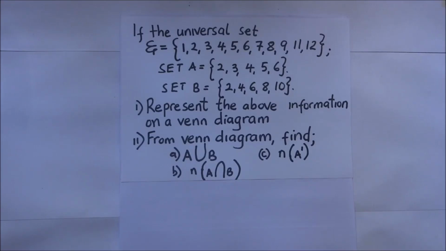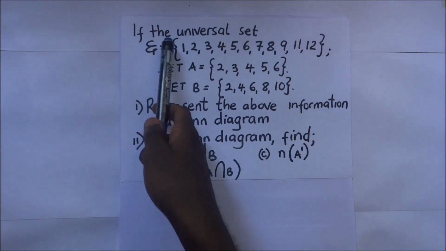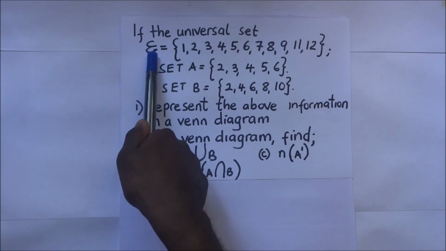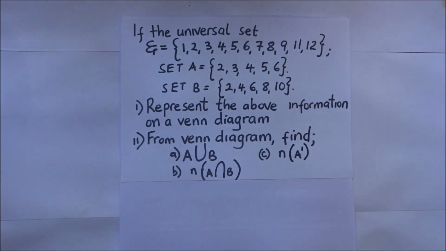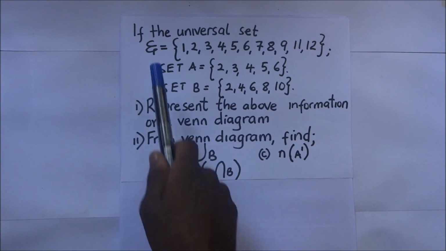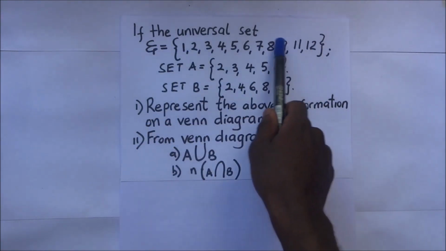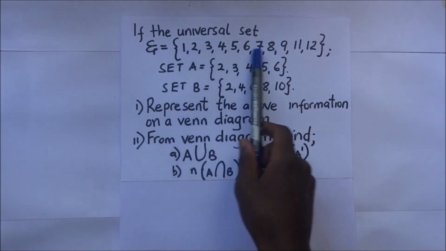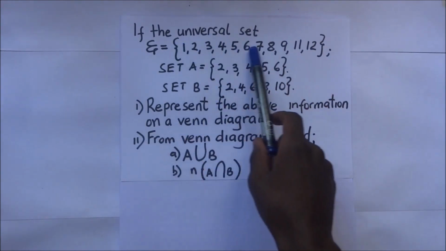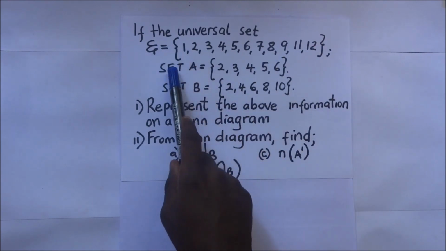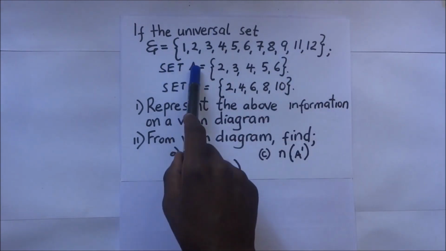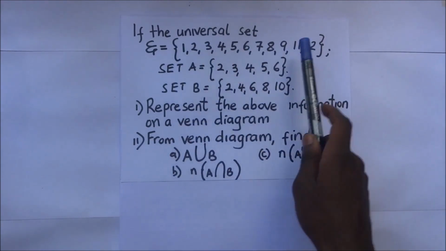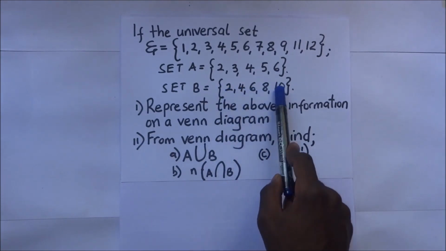Right before us is a number that we should do. They are telling us that if the universal set, remember in our previous video we encountered this notation, it represents the universal set. It means that all members of the sets, whatever sets there could be, more than one set, are represented by all those members in curly brackets. So within this universal set is set A, which is 2, 3, 4, 5, and 6. And still in this universal set, we have set B, which is 2, 4, 6, 8, and 10.